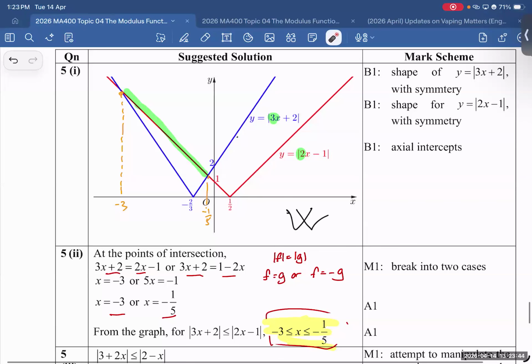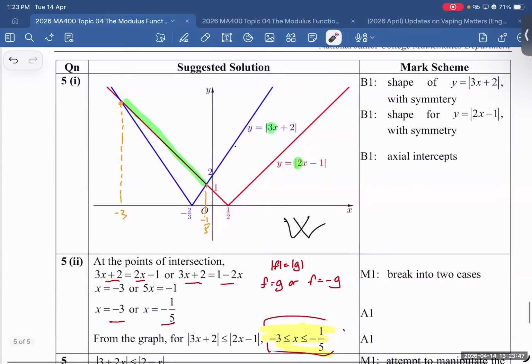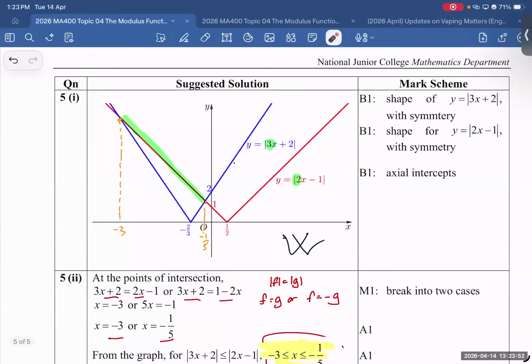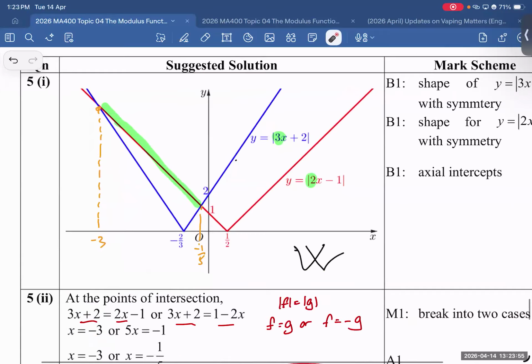Okay, so now I go to 5 part 1. For 5 part 1, you need to take note. When the lines here have different gradients, they will definitely intersect, and they may not intersect just once. So in this case, check that your two curves should intersect twice. If your graph only intersects once, that means maybe you never drew enough.